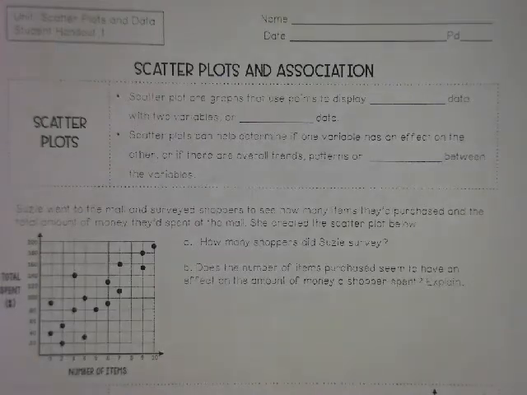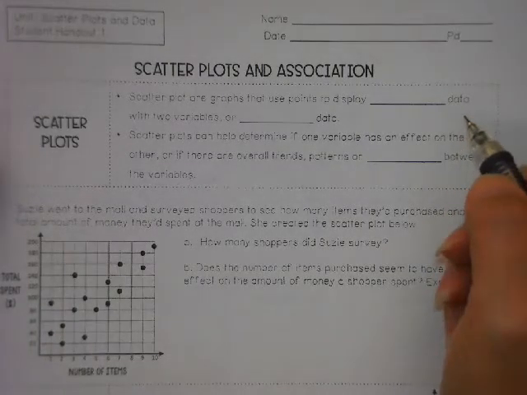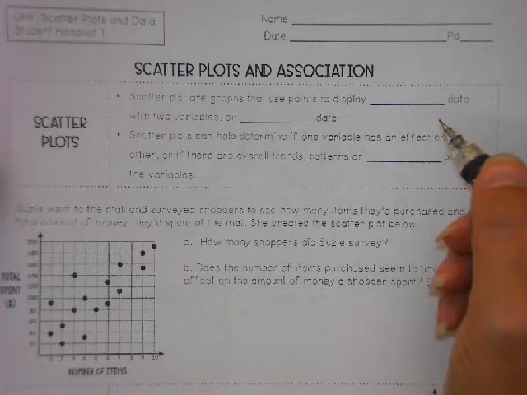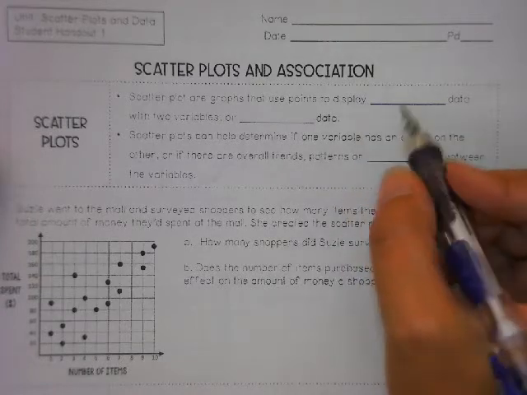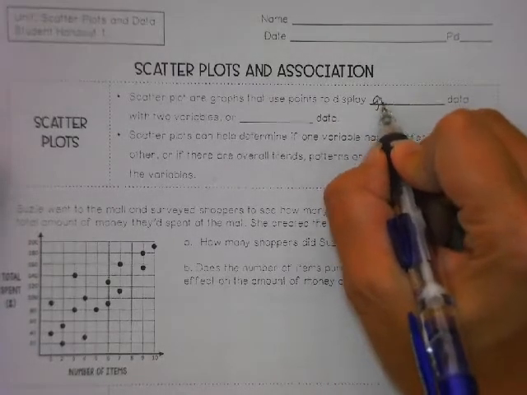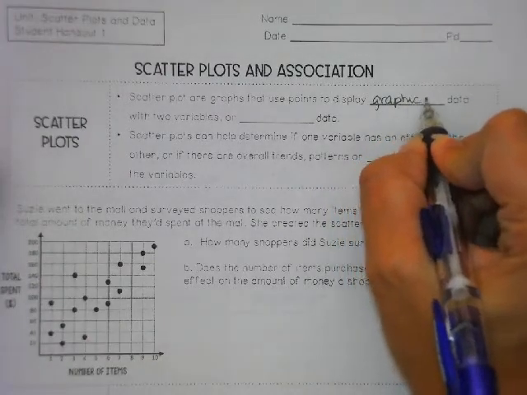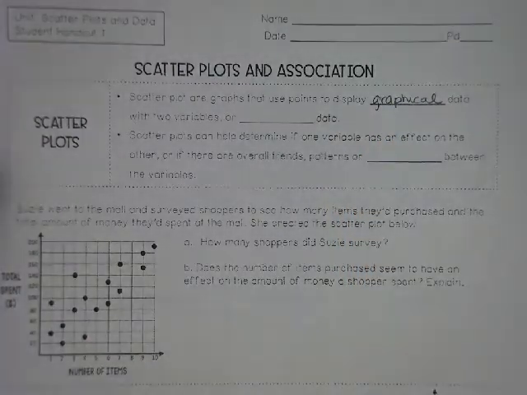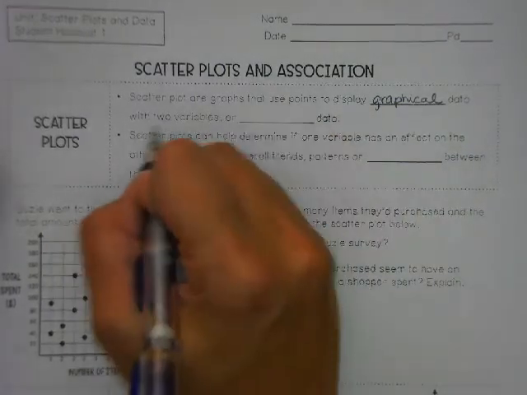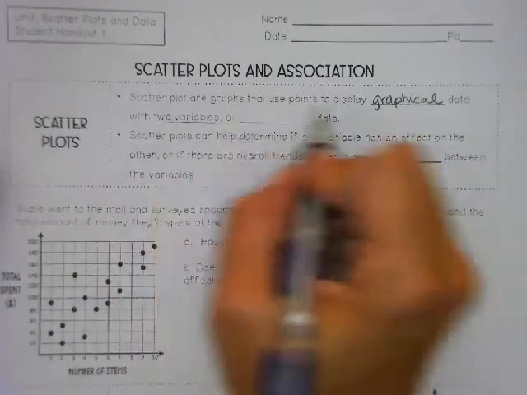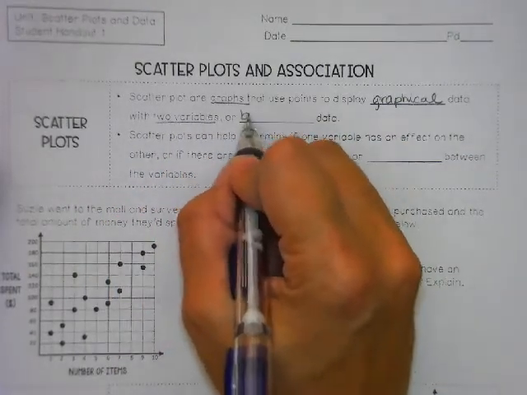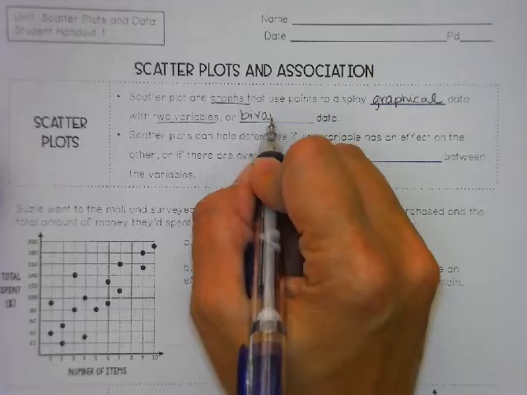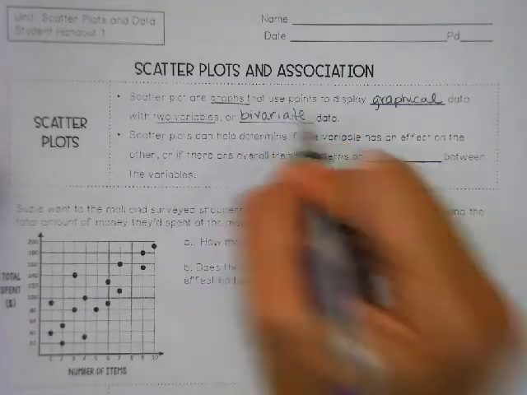Continue to talk about bivariate data, we're going to talk about something called a scatter plot and its association. So we're going to fill in these notes together. Scatter plots are graphs that use points to display graphical data. And they may give that to you in a table, but we're going to put it on a graph with two variables. Or again, graphs that have two different variables, it's going to be bivariate, okay, meaning two variables.